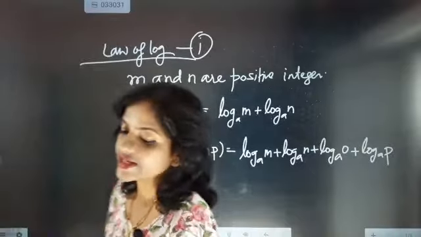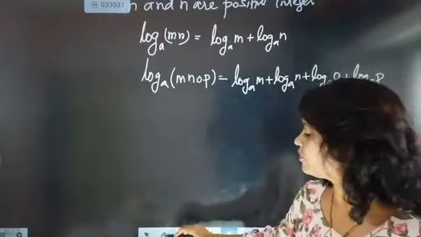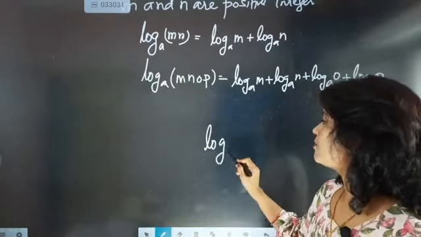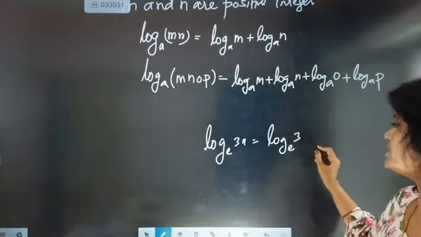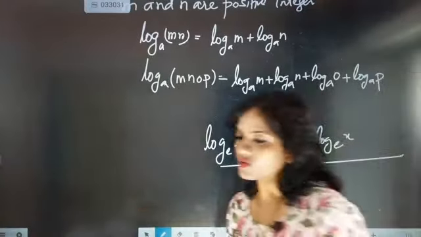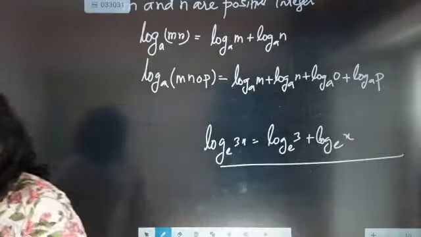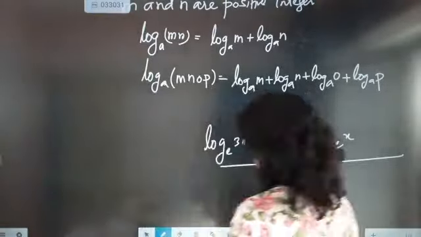Shall we go for the next, second property of log? For just log expansion, if somebody gives you log base e of 3x, then don't waste your time. Log base e 3 plus log base e x. That's it. We can expand this one like this. Very good, Gautam. Super, Gautam. Absolutely, beta. So now we are going to go for the next property.